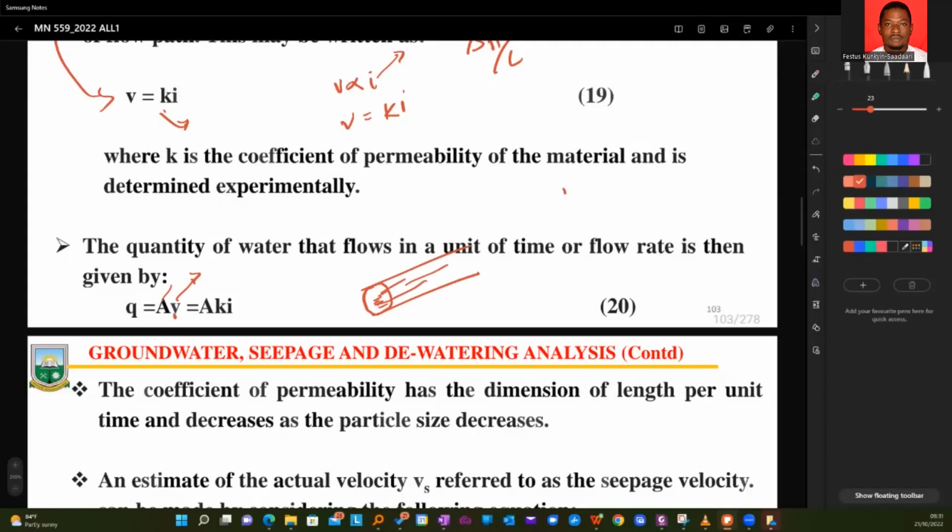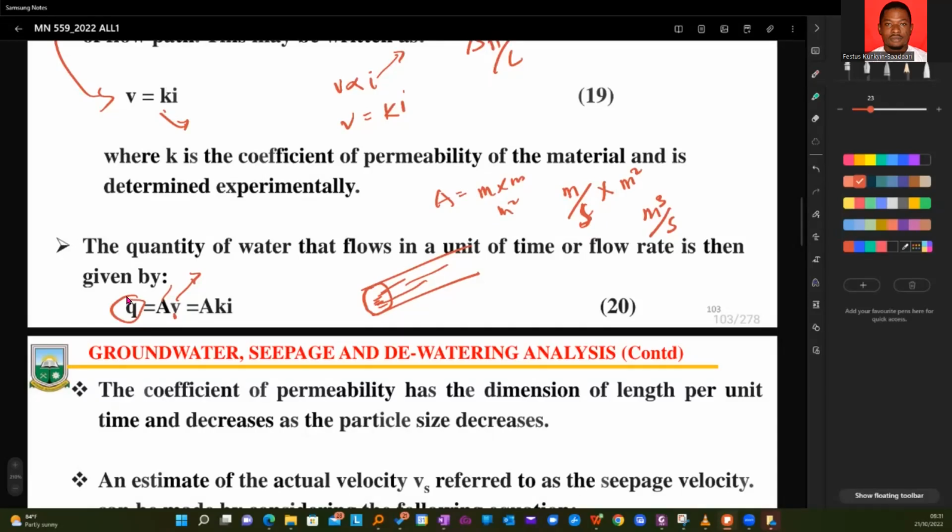Because if we say meters per second, you know that if we are to calculate velocity, velocity is equal to what? Meters, or distance traveled, per time. And I also have the area equal to meters times meters, isn't it? Length times breadth. So you have meters squared. If I multiply meters squared by this meters per second, I am going to have meters cubed per second. And that gives me Q.